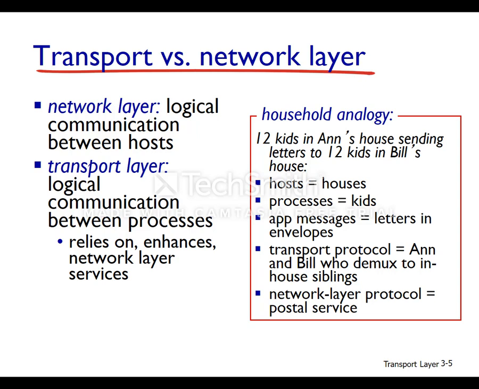Now let's say the application messages are the letters that the children write to each other in each house and place in envelopes. Anne and Bill, in the different houses, will collect the letters from their siblings and send them through the postal system. So as far as their siblings are concerned, Anne and Bill are the siblings who will demultiplex to the in-house siblings, and the network layer protocol is the postal service.